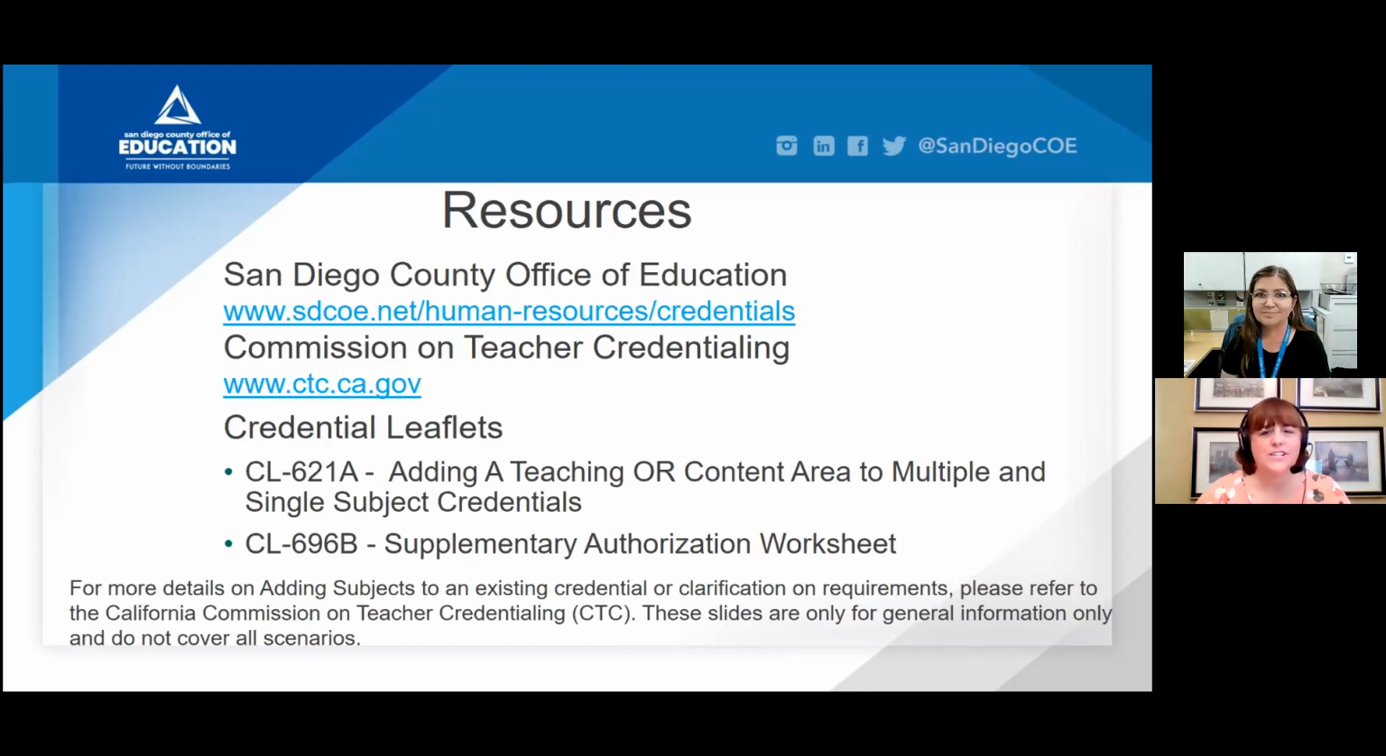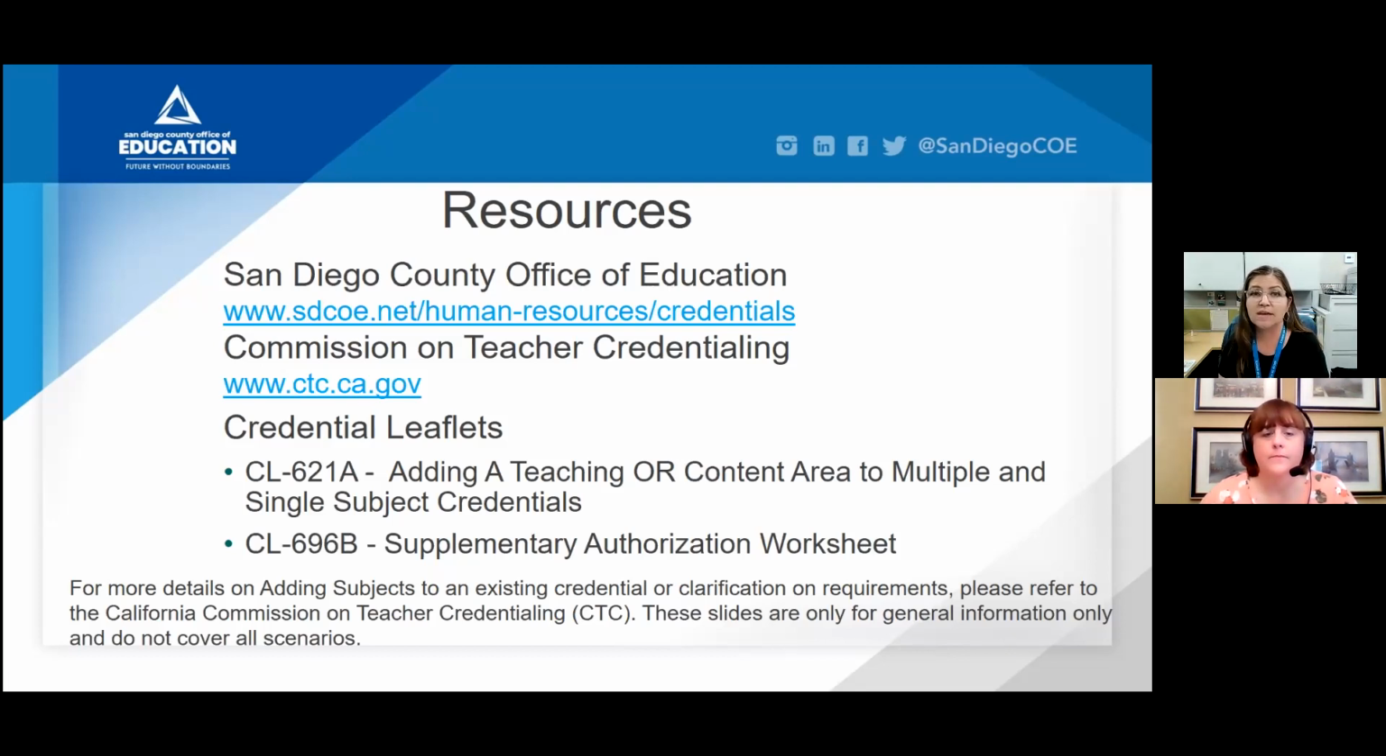Okay, we have another question. You may have already touched on this, but how can we determine if we have the correct units for a supplemental authorization? Is there a list of specific classes? All my classes are from out of state. So basically, there is not a key or a list of what classes are acceptable.